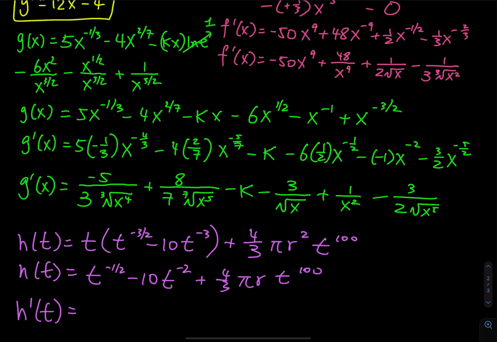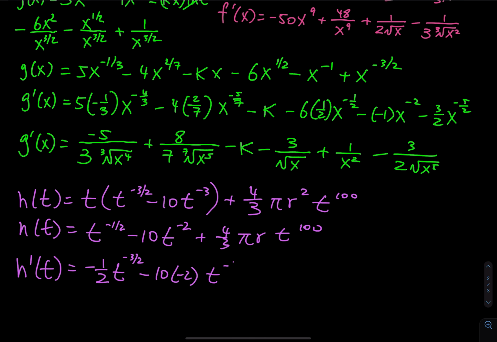So now I am taking the derivative, bring the 1/2 down, negative 1/2 minus 1, and then bring the negative 2 down, and then negative 2 minus 1 is negative 3, and then 4 over 3 pi r, you bring the 100 down, and then t to the 99th power. And then let's clean that up.